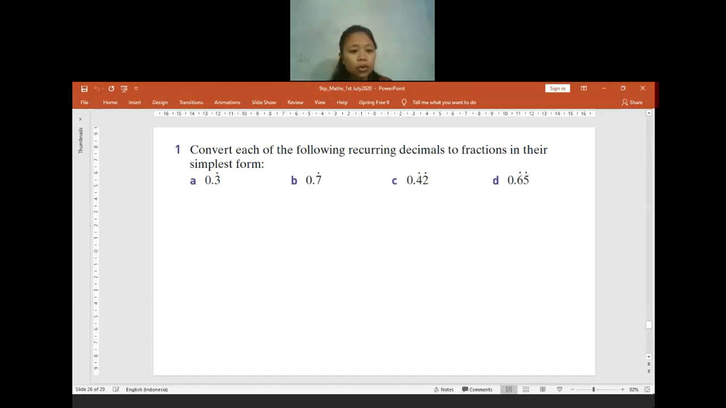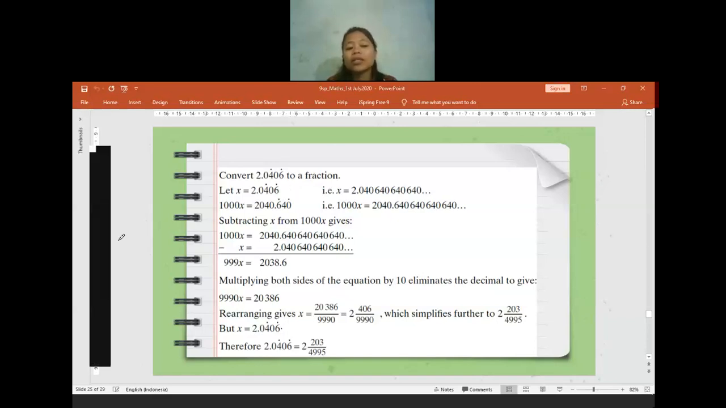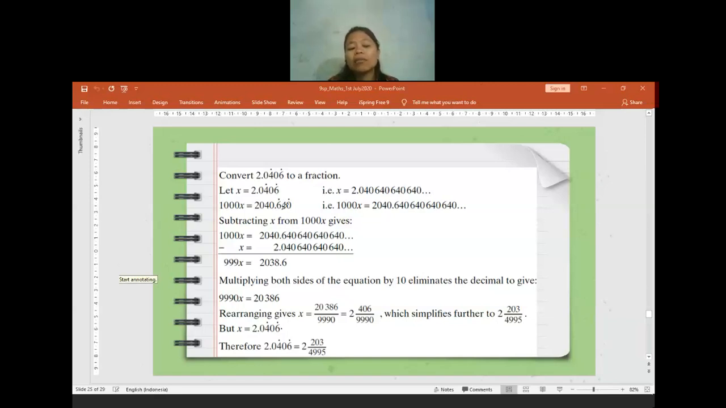Oh, someone is asking. For part 3 by D, teacher. Okay, let me go back to part D. Why is it multiplied by 1000? Because there are 3 digits that are repeating. I told you it does not depend on how many decimals there are.